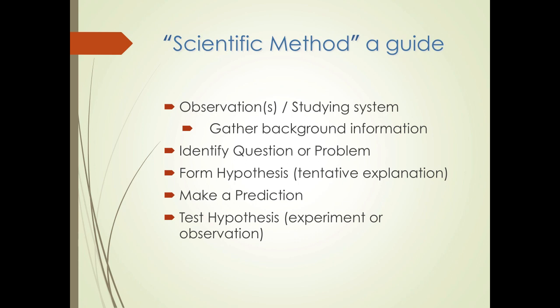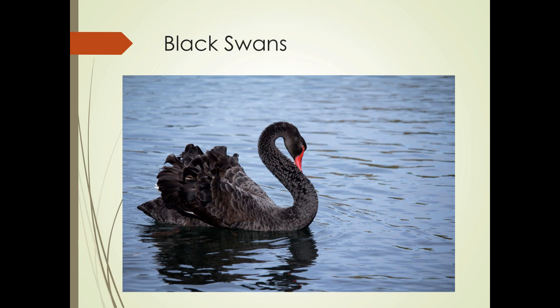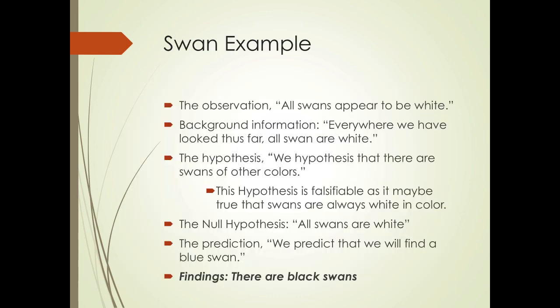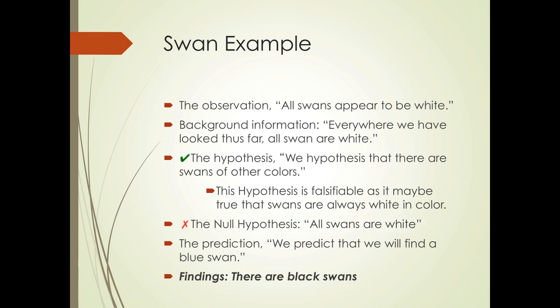Once you make your prediction, you test the hypothesis through experimentation or observations. You then interpret the data and you communicate the results. No matter what, you always communicate your results. So we go out into the world and we start making observations. And lo and behold, in Australia, we discover a black swan. So it turns out that our hypothesis that there are swans of other colors is true. And our null hypothesis that all swans are white turns out to be wrong. It's false.